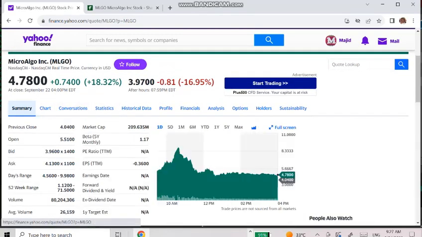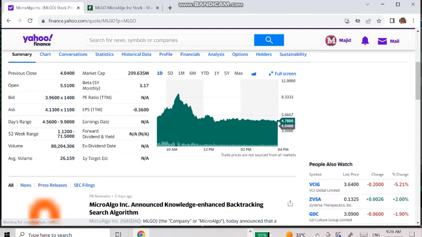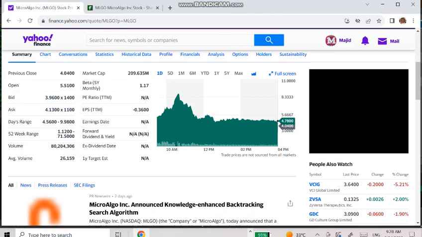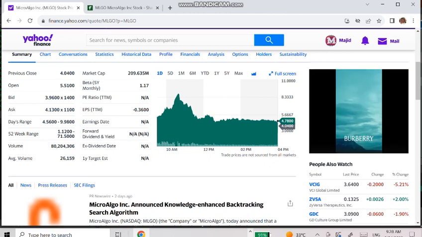We come to summary. In summary, it shows you the closing price of yesterday and the opening price, as well as the average volume. This is the 3 month average, which gives you an indication at the very beginning of the work day whether it's moving or not, just by knowing the starting volume. Once the volume has exceeded this number, that means the stock is moving.